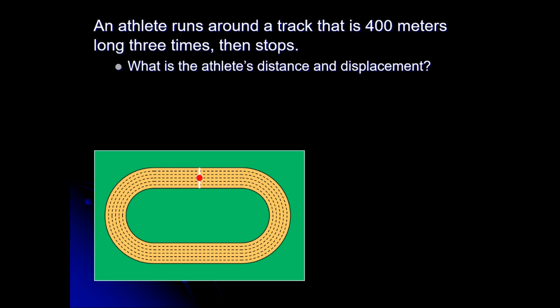Okay, one more. What is the distance and displacement of an athlete running around a 400-meter track 3 times? Pause your video and see what you come up with. So the distance that he travels is 1,200 meters. It's a 400-meter track, and he travels around it 3 times. So the total distance traveled is 1,200 meters.